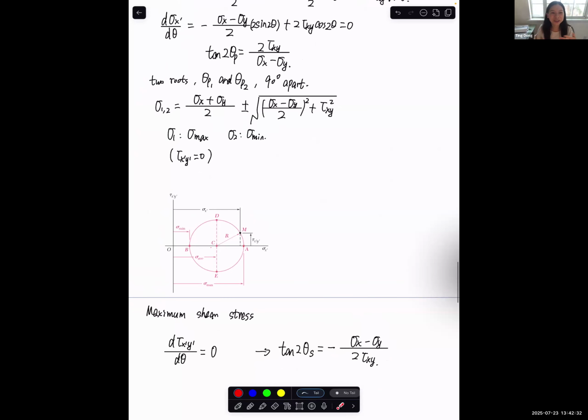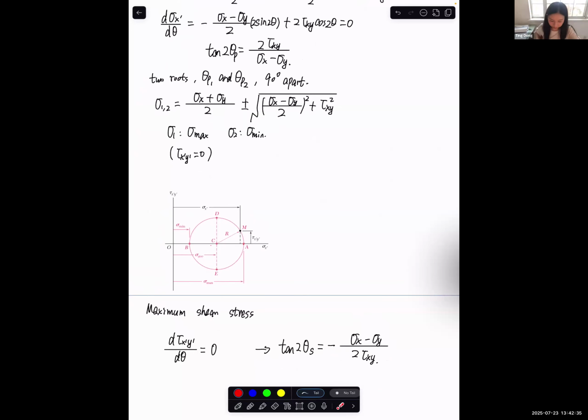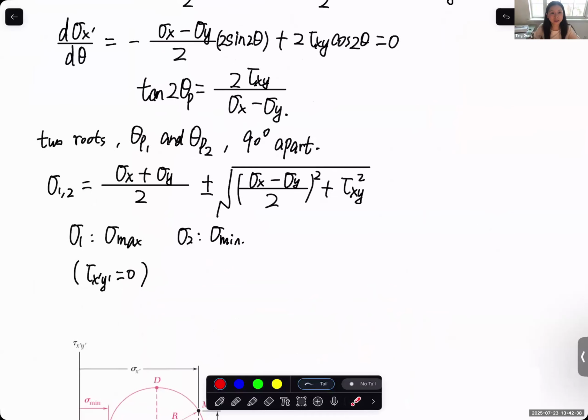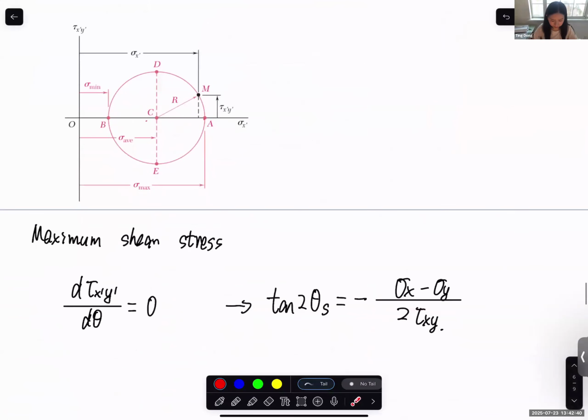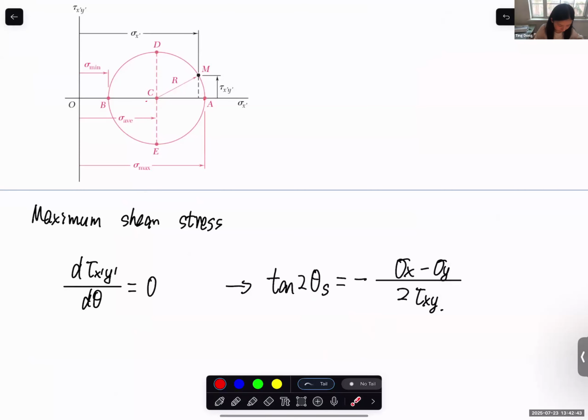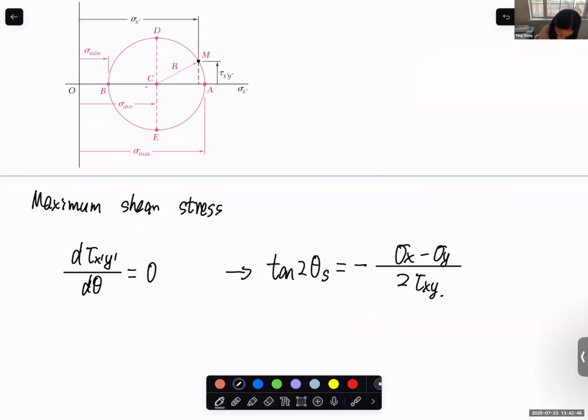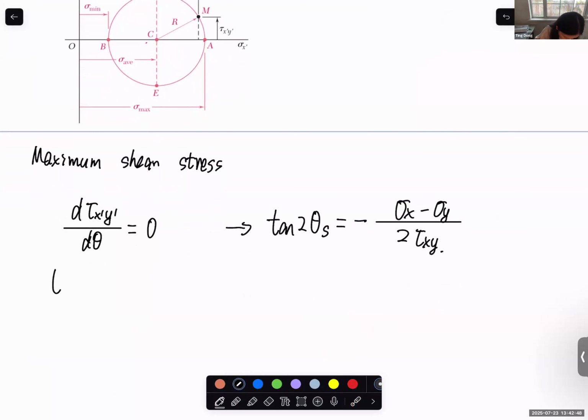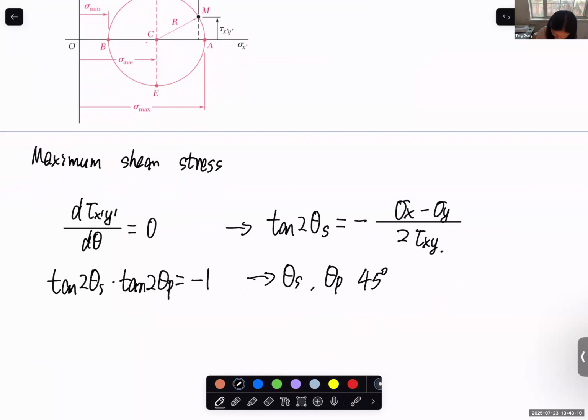Again, you can Google and check all this basic math. We don't have a lot of time to explain tangent, sine, cosine, derivatives, and that kind of thing. So when we compare these two equations, we know that tangent 2 theta s times tangent 2 theta p equals -1. So theta s and theta p are 45 degrees apart.